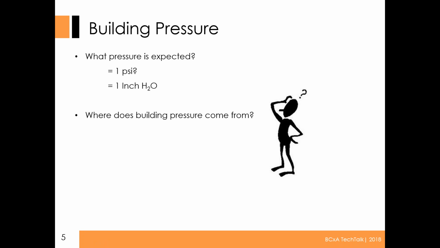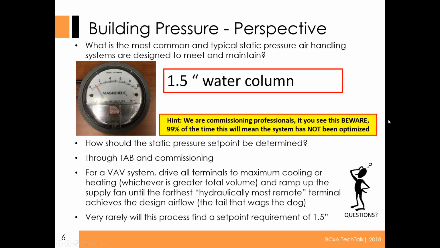It's really important to think about this, and hopefully this will dial you in to answering this question. Where does building pressure come from? What is generating the pressure? Hopefully you guys know this answer, but the air pressure for building pressurization comes from the air handling systems. So the air handlers are where we get the building pressure. That's what's causing pressure in your building.